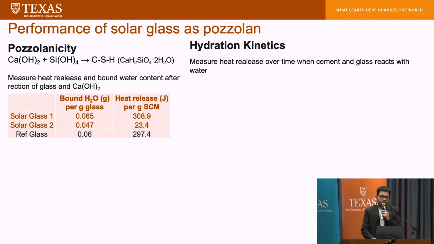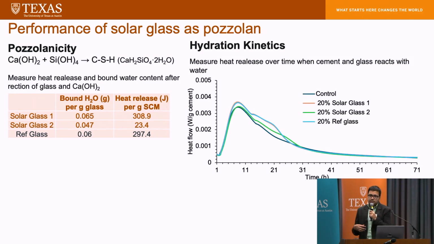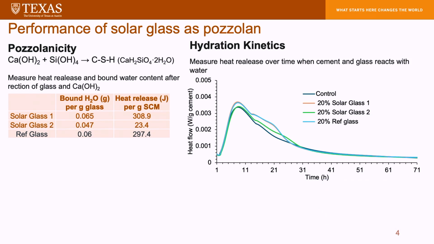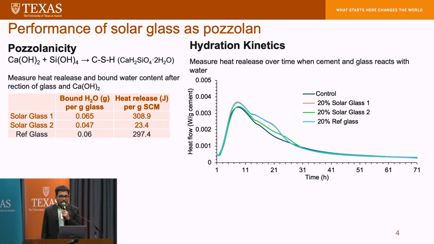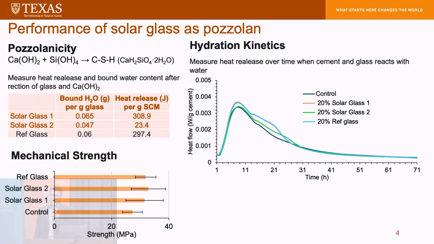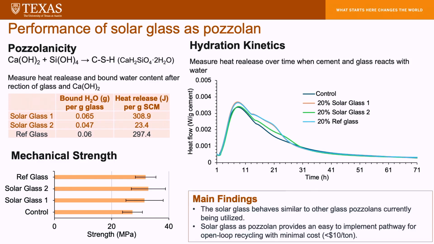We also tried putting it in cement and water to see how it actually reacts with cement, water, and solar glass together. And we found that, again, the reference and solar glass 1, which are the finer ones, react very similarly, and solar glass 2 was worse because it was much coarser. Mechanical strength is the 7-day compressive strength. It was similar throughout, so we don't really see a major difference there.